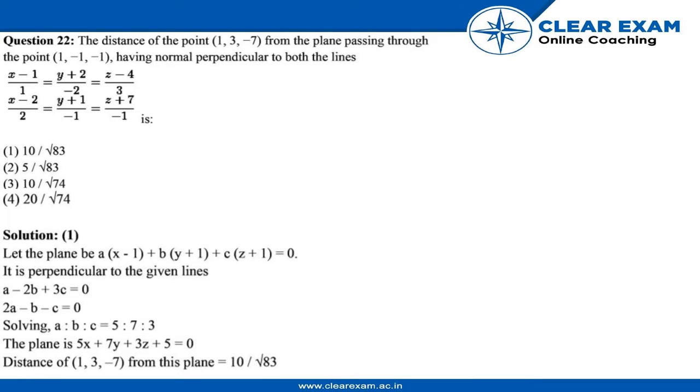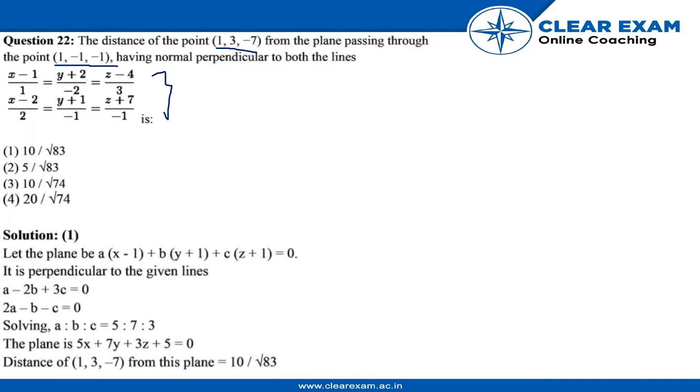Hey guys, now we are going to solve question number 22. The question states that the distance of the point from the plane passing through the point (1, -1, -1), having normal perpendicular to both these lines, is.